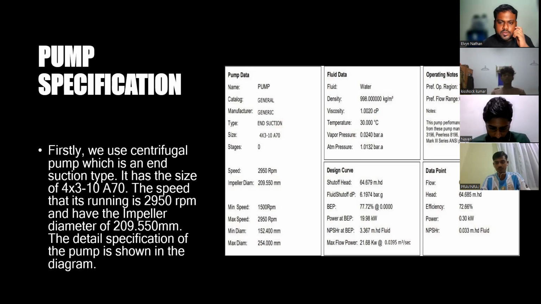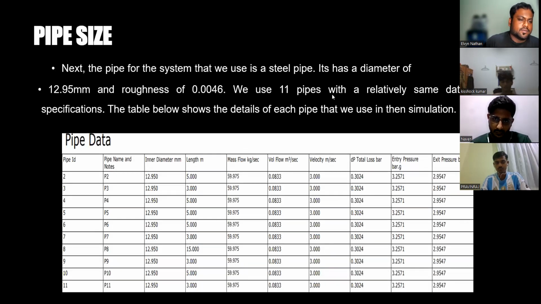So we choose this because it has a good operating region, which is 70 percentage till 130 percentage, and has a good flow range. And this is one of the perfect pumps for our project. So next will be presented by the next presenter.